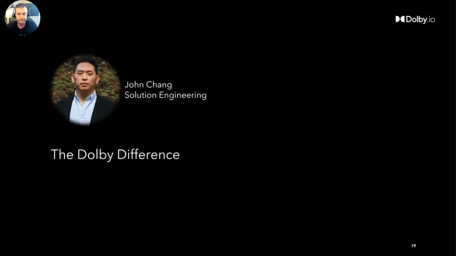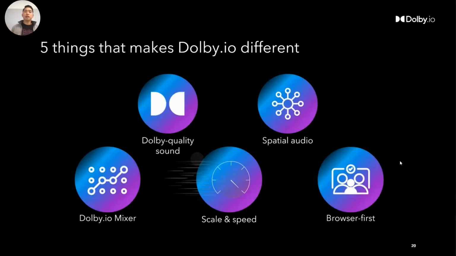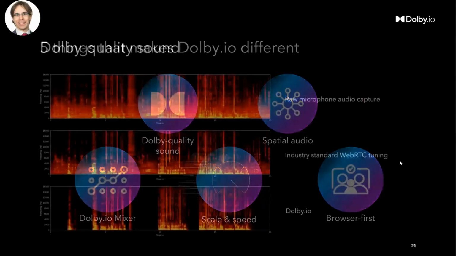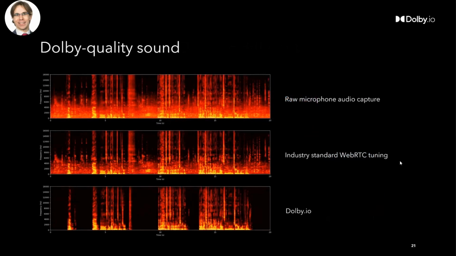So today I would like to put the spotlight on 5 different technologies that differentiate Dolby from other typical providers. The first is sound quality, second, spatial audio, third, the Dolby IO mixer, fourth, scale and speed, and finally, our browser-first approach or mentality. So being Dolby, we put a large emphasis on providing the best sound quality possible for end users.